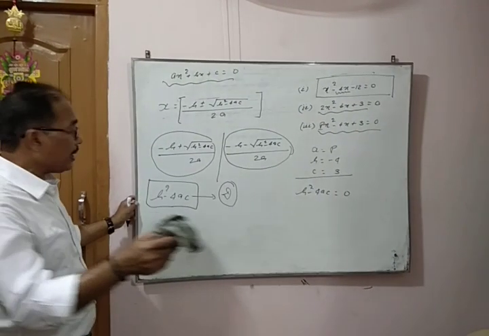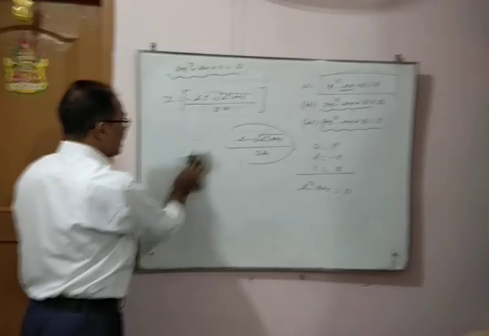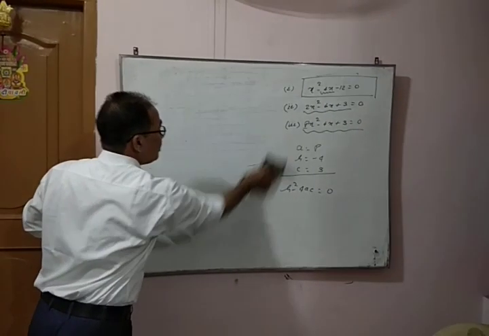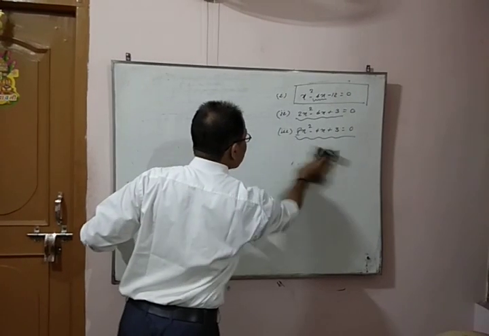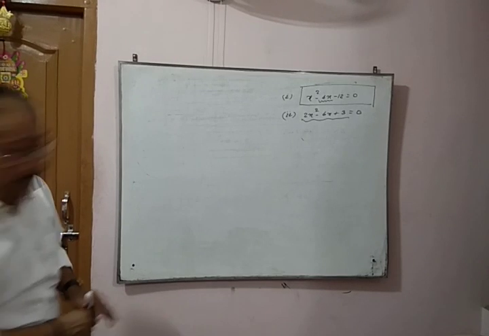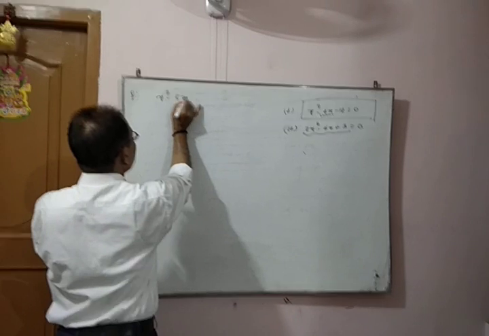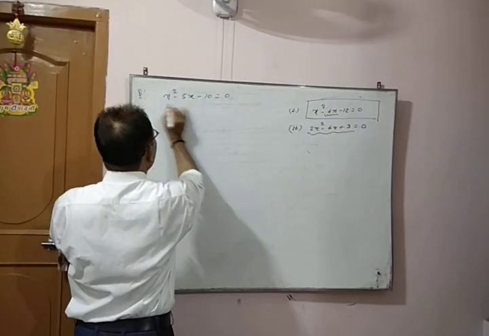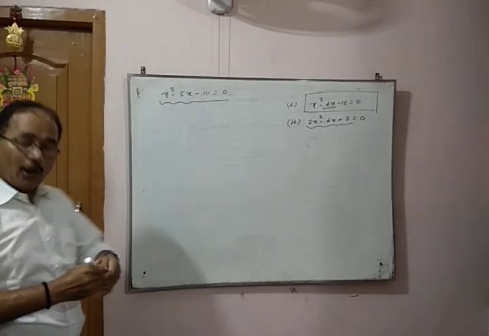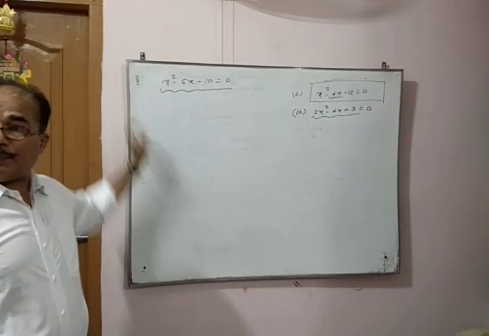Children, another type of question will be given to you. Two, three, four questions are given in the examination, board examination also. This is a big exercise, so you have to do this exercise minutely. Suppose an equation is given to you, x square minus 5x minus 10 equal to 0, and the question is to find the roots up to 2 places of decimal.